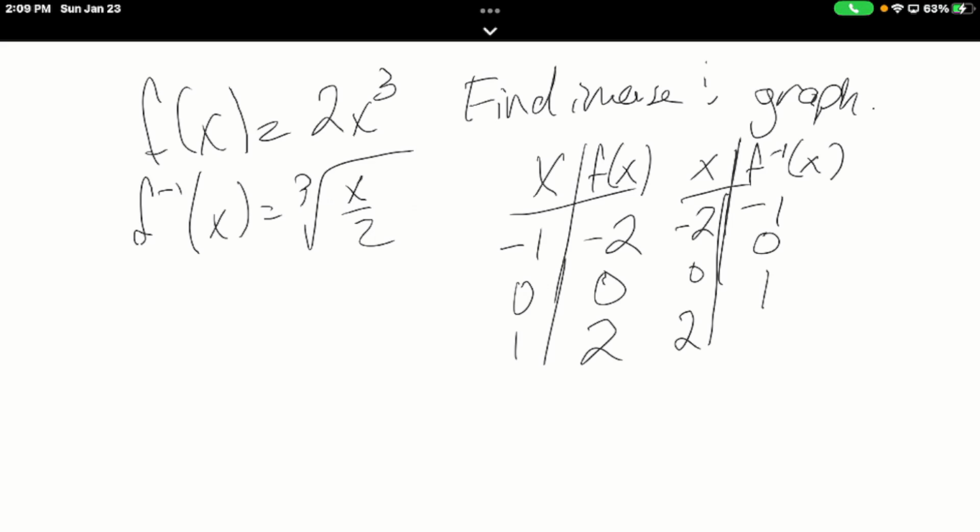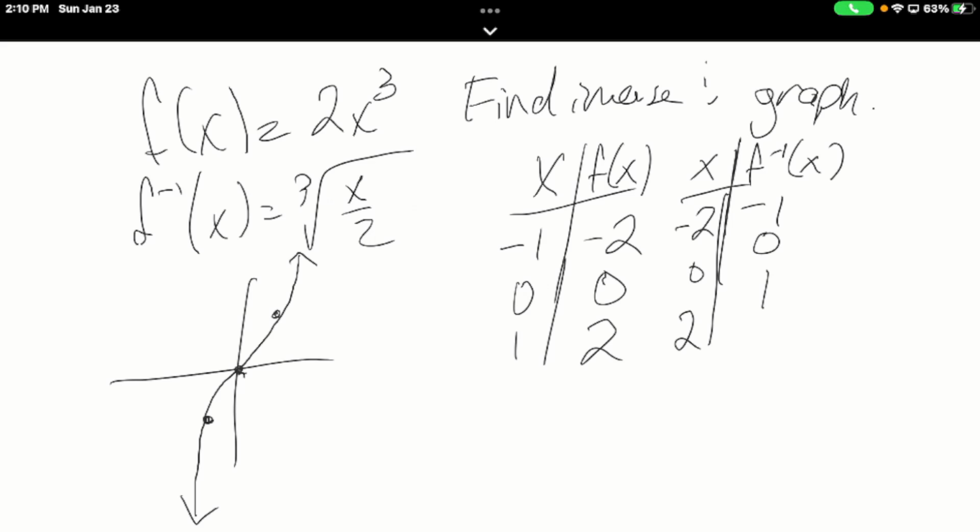Now we can graph it. Start off with the original. I've got (-1, -2), which is about right there. (0, 0) is about right there. And then (1, 2) is about right there. This looks like it's on a straight line, but in actuality, if we remember, the cubic graph has a little bit of a curve to it. Okay, that's the graph of the cubic part.